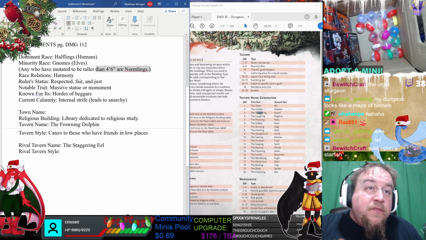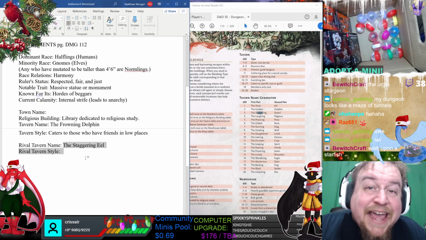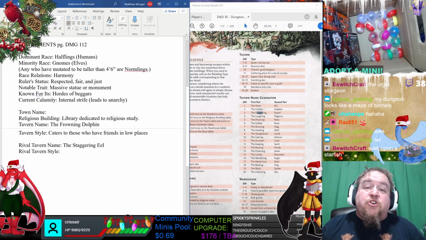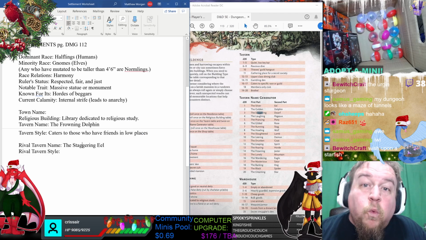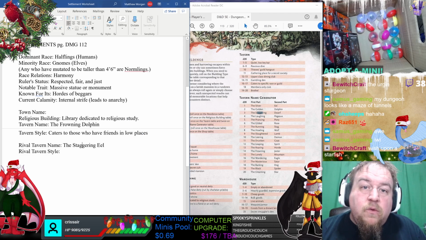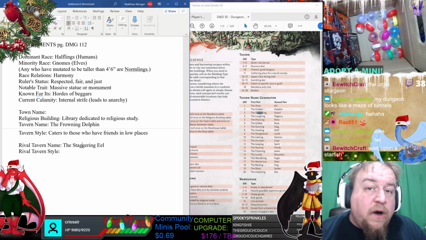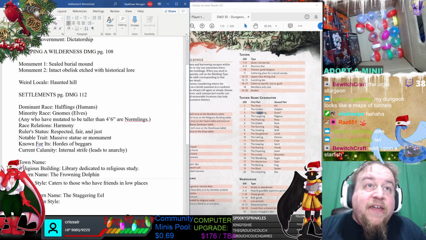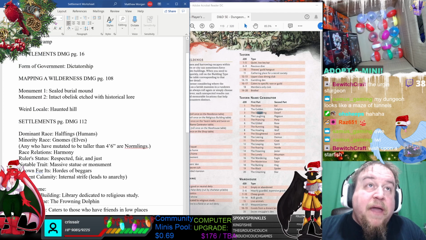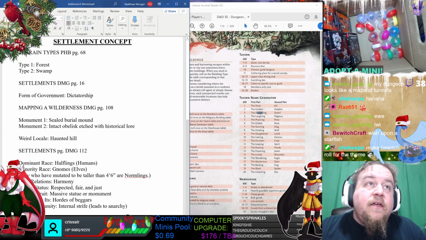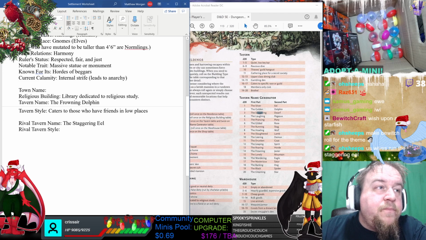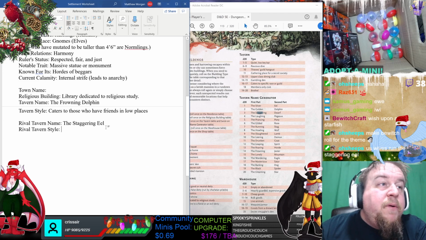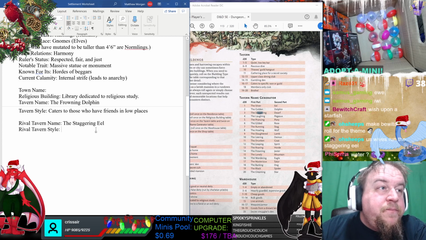We have now the Frowning Dolphin and the rival Staggering Eel. We certainly are going to be incorporating water. Water will play, and especially salt water, I think, will have a heavy bearing in the setting. We have forest, we have swamp, and you'll see what we can do with that. Make witchcraft roll the theme.